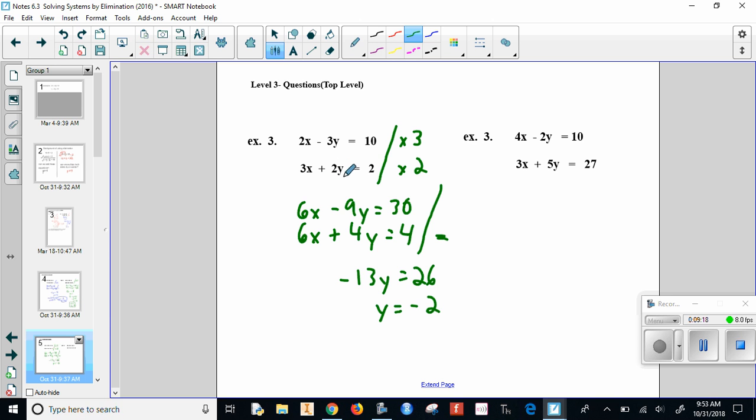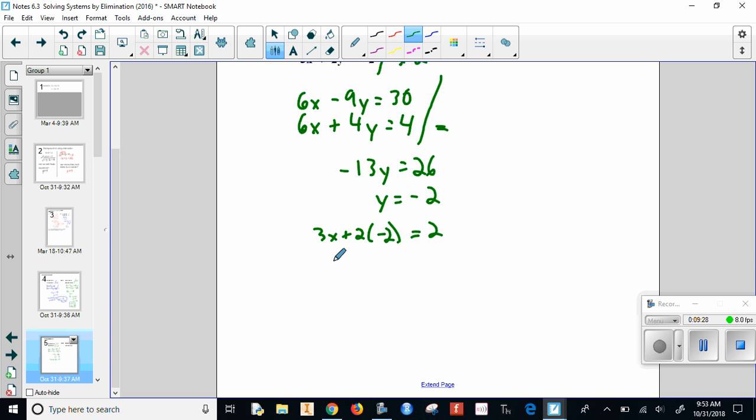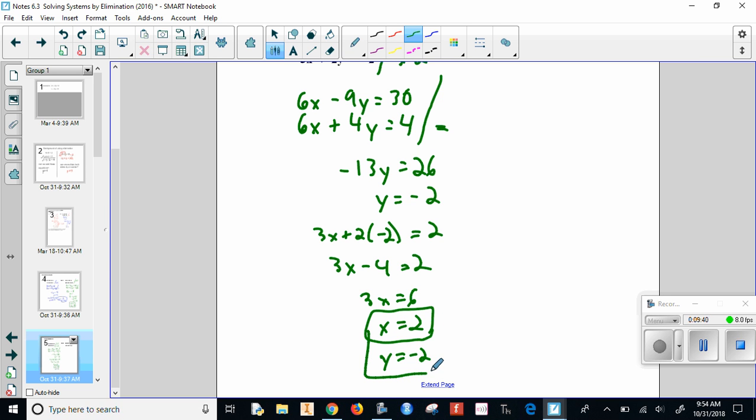So now I plug negative 2 in for y. So I'll do the bottom equation. So I have 3x plus 2 times negative 2 equals 2. So 3x minus 4 is equal to 2. 3x is equal to 6. X is equal to 2. So if x equals 2, y equals negative 2. Now we are done.